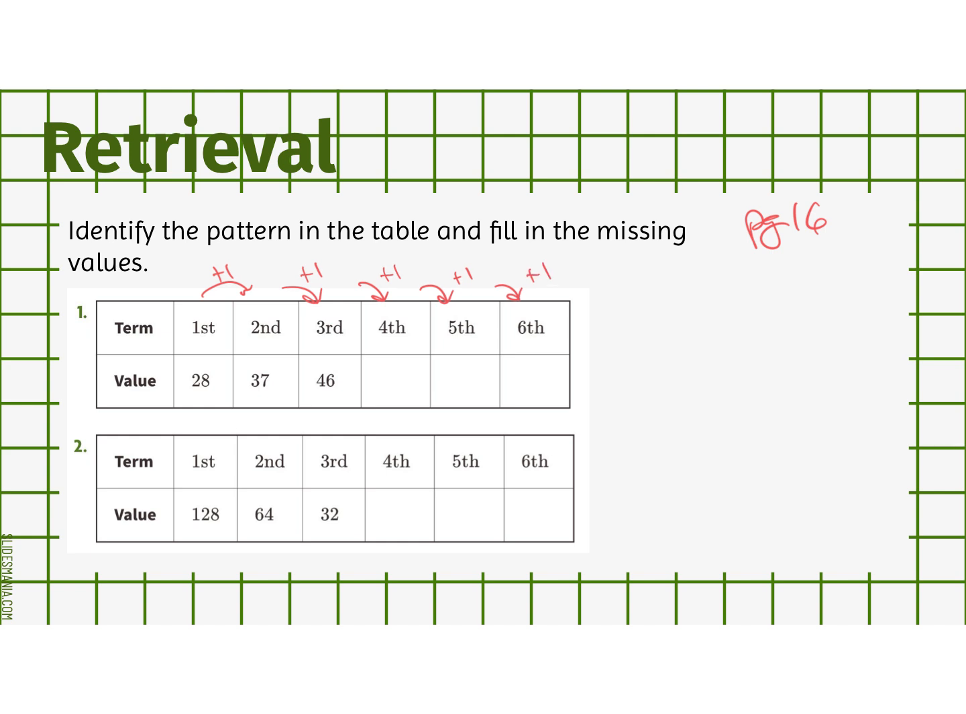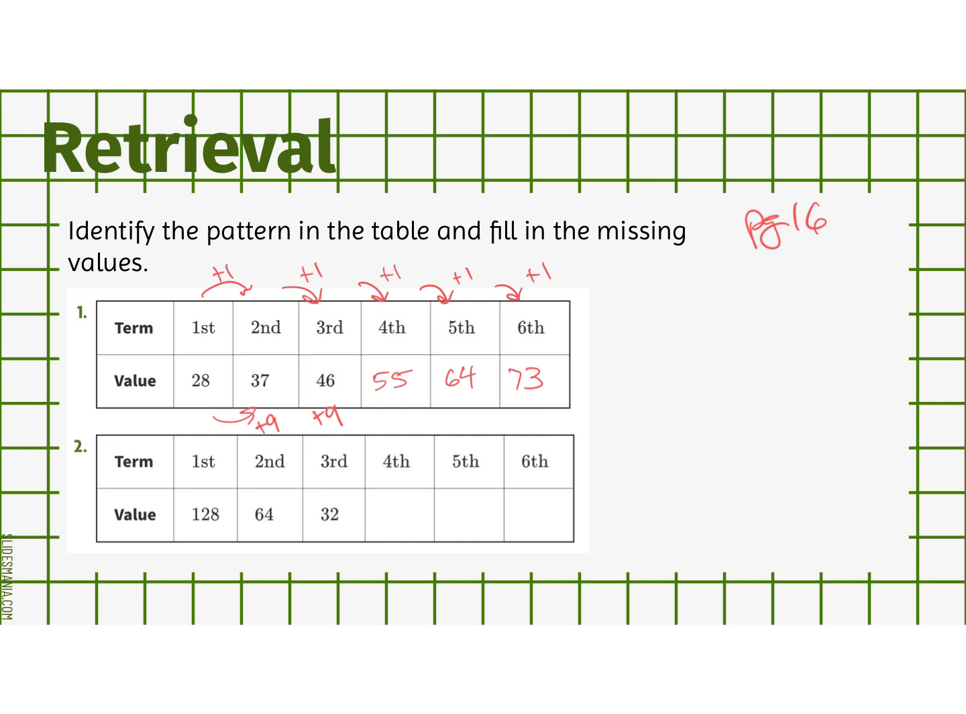And then how did we go from 28 to 37? How would we figure that out? Let's do 37 minus 28. So we're adding 9. Let's try that with the next one. Let's do 46 minus 37. Ooh, we're adding 9. So then 46 plus 9 is 55, add 9, 64, add 9, 73. All right, so again, we're looking at patterns.